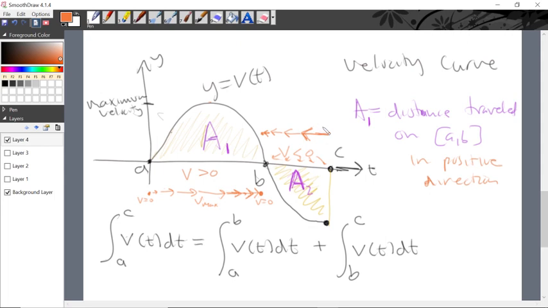Okay? So this is where the velocity would be minimum, but that does not mean it's going slow. This means that it is going the fastest it can go in the reverse direction. Right here, the velocity is equal to 0.